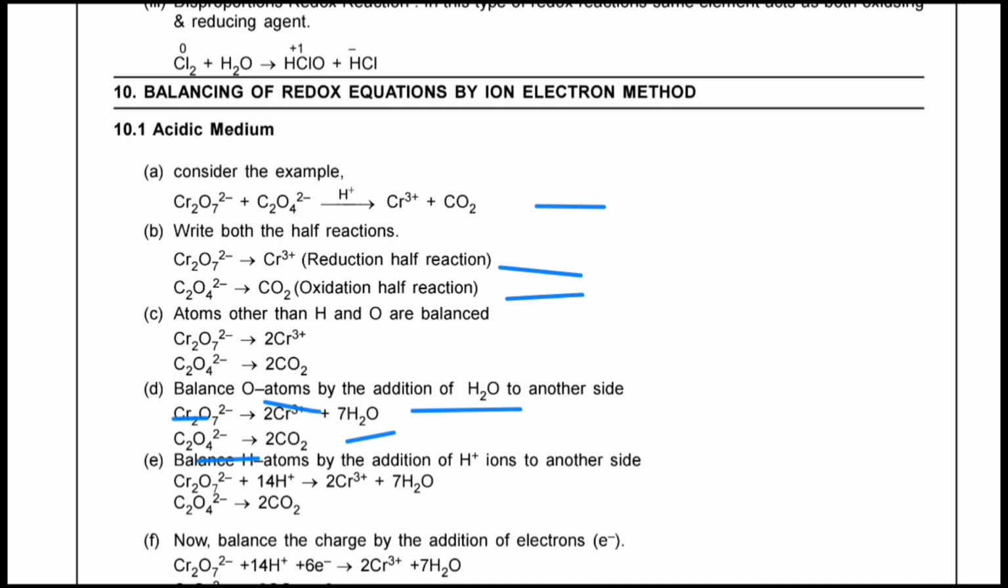How to balance hydrogen atoms? By the addition of H positive ions. For each water molecule we add 2 hydrogen ions, or for each hydrogen atom we add 1 H positive ion. So there are 14 hydrogen atoms, and we will add 14 H positive ions on the other side of the equation to balance that side.